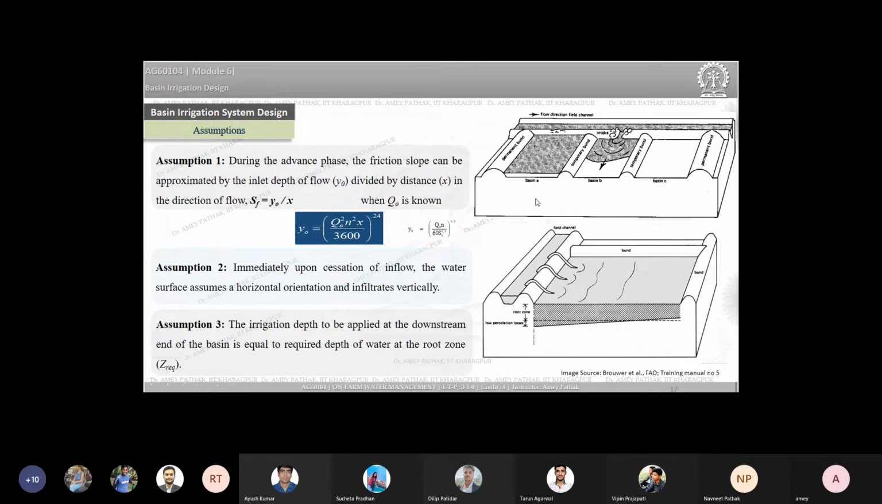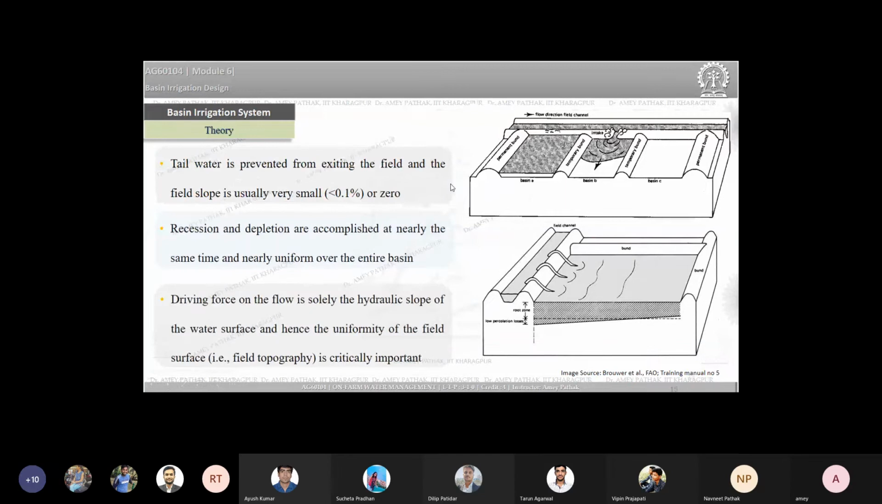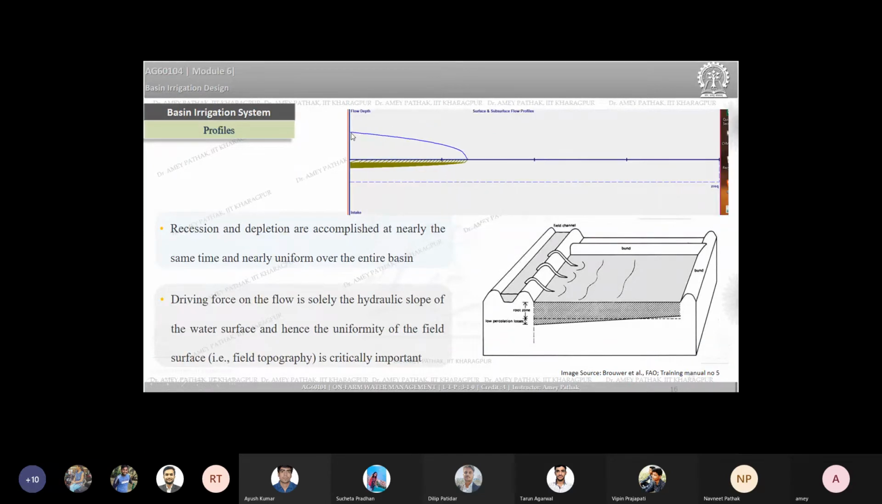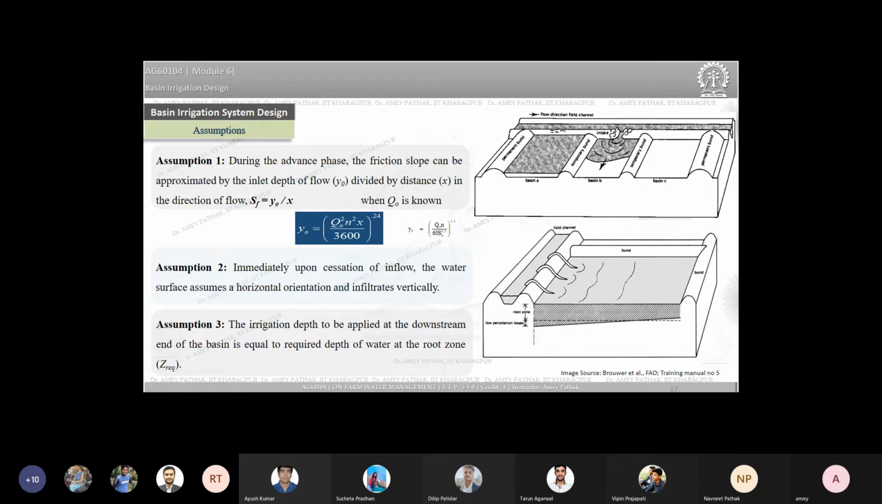So this slope SF is equal to y naught divided by x. That will give you the slope of this profile. We have already seen this kind of equation in the case of border irrigation. Y naught into 1 is a kind of area; this kind of expression we have seen. So we can write the same expression in this form.